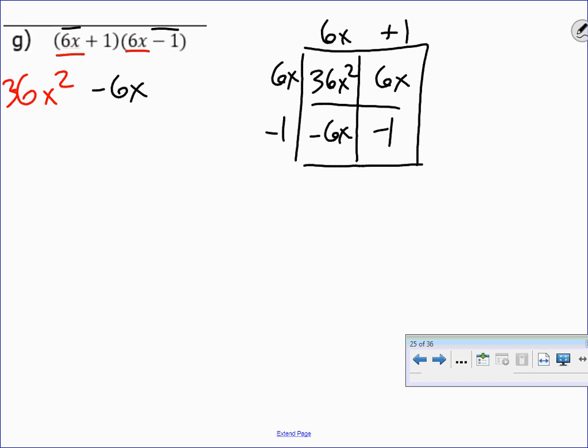minus 6x. I'm sorry, I did that backwards. I should have done outside, inside plus 6x. Last, minus 1. Once again, you get the same terms either way. Now, negative 6x plus 6x cancels because something minus itself is 0, and I'll end up with 36x squared minus 1.